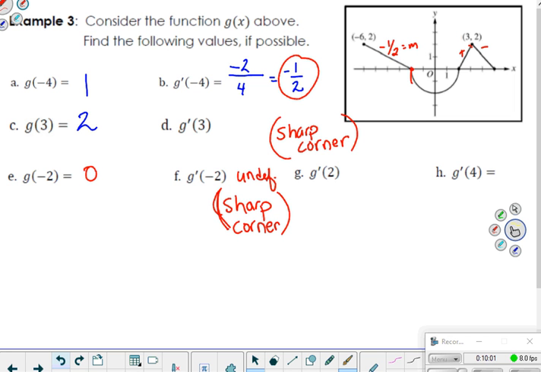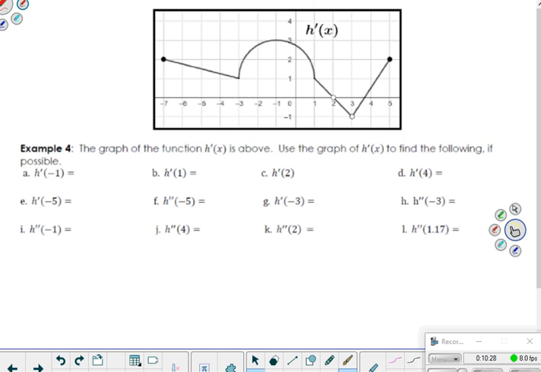g prime of 2, g prime of 2. Oh, look at that, we're hitting another sharp corner. g prime of 2 is undefined. We shouldn't say equal. It's just undefined. It's hard to be equal to something that doesn't exist. And g prime of 4. 4 sits right there. That looked like down 2 over 2, didn't it? That was a slope of 1 being negative. All right. Hopefully that made sense.